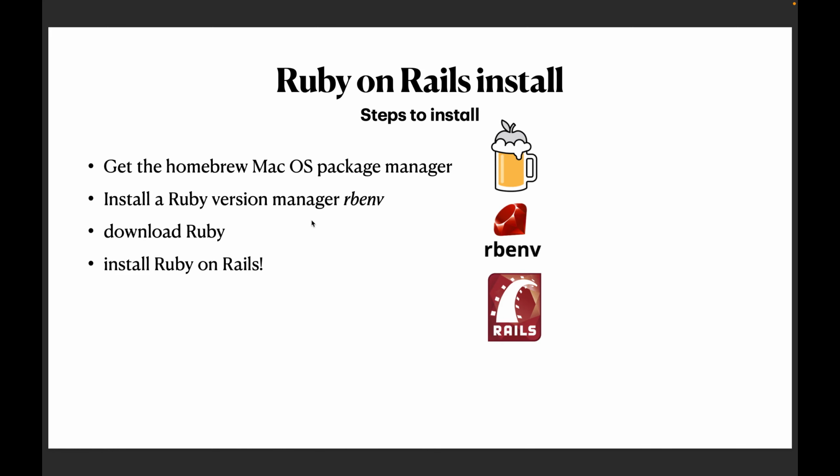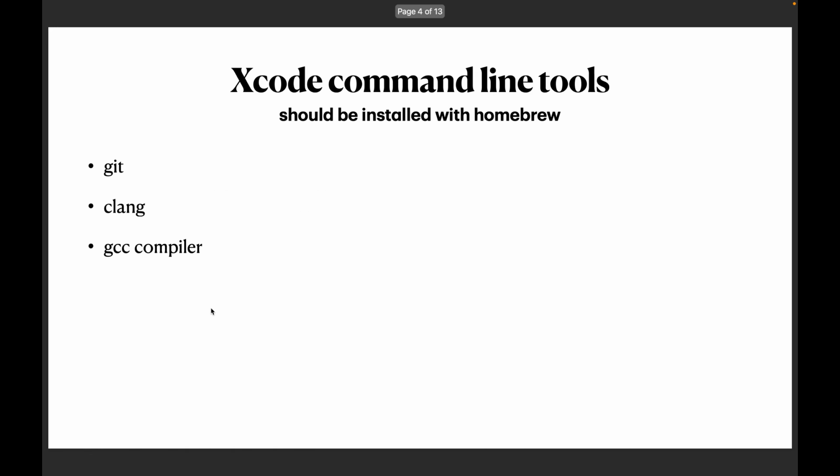All right, here are the steps to install Ruby on Rails. First, get Homebrew, then get the Ruby version manager, rbenv. Then with rbenv, you can download Ruby, and then you can install Ruby on Rails. As part of your Homebrew installation, you'll get a few tools that come with Xcode command line tools.